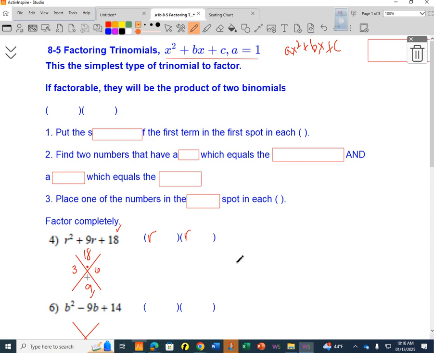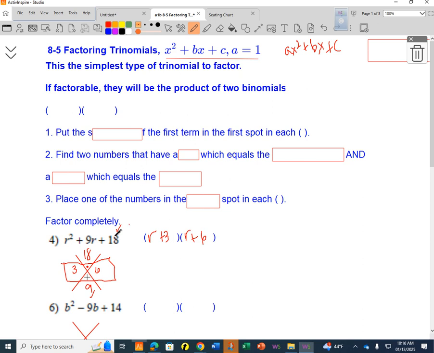So in this case, if the first term is r squared, then our first term in each of our factors has to be r. So now we have figured out what to put in the other two by looking at the last term and the middle term. We find two factors whose product equals the last term and whose sum equals the middle term. So it's a positive 3, so it's plus 3. It's a positive 6, so it's plus 6.